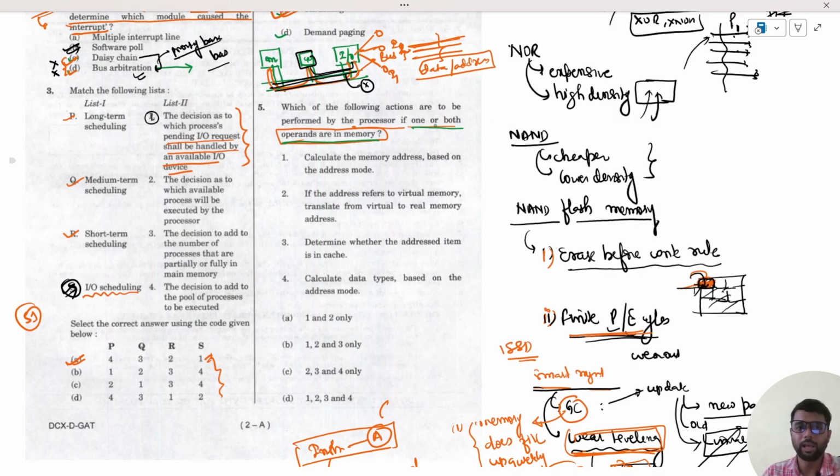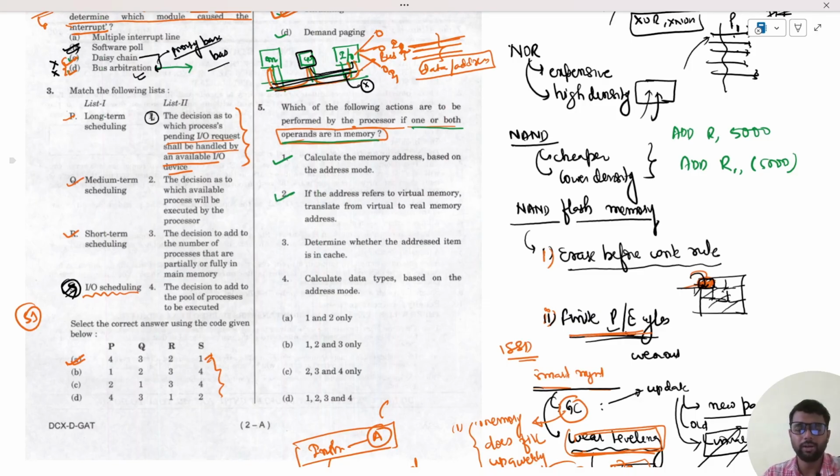So either you can have add r1 comma 5000, which is direct addressing, or you may have add r1 comma 5000 in brackets, which means indirect addressing. Both these cases are possible. Calculate the memory address based on the address mode. This is correct, we have seen that. If the address refers to virtual memory, translate from virtual to real memory. This is also correct. Determine where the addressed item is in the cache.